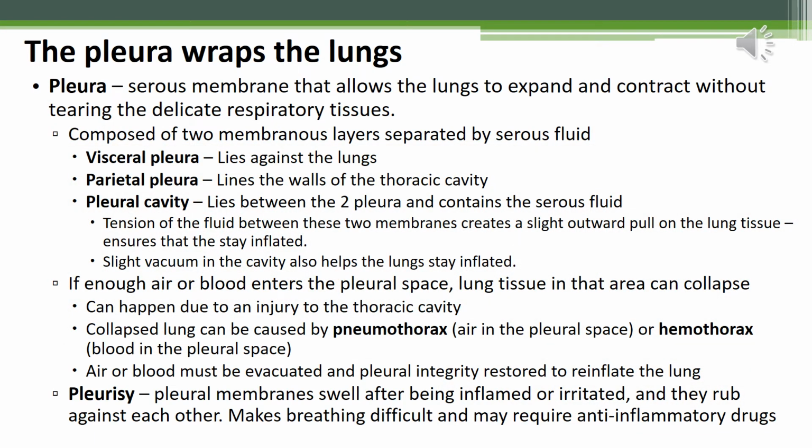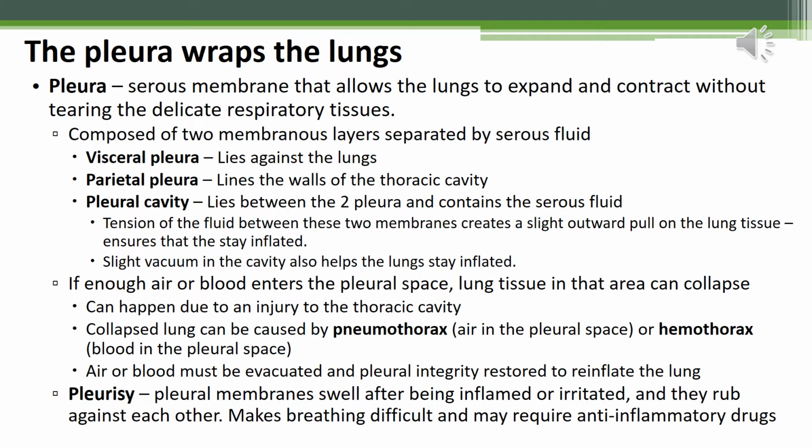So within our thoracic cavity we have a structure called the pleura, which wraps around the lungs. The pleura is a serous membrane which allows the lungs to expand and contract without tearing, as they're fairly delicate tissues. The pleura is composed of 2 membranous layers separated by serous fluid. There's the visceral pleura, which lies against the lungs, and the parietal pleura, which lines the walls of the thoracic cavity. Between these 2 layers we have the pleural cavity, which contains the serous fluid.